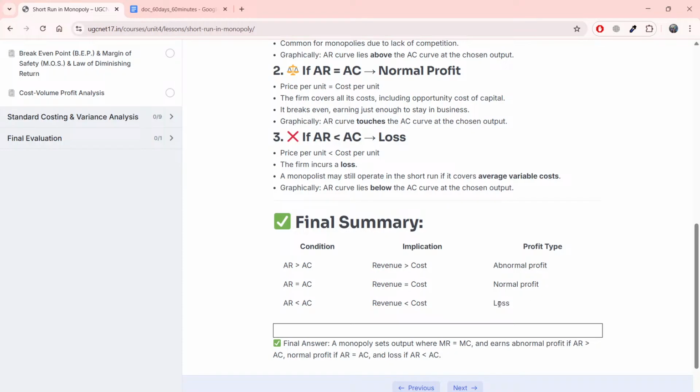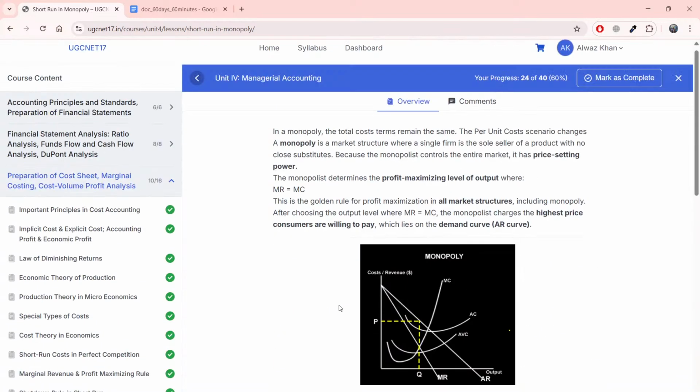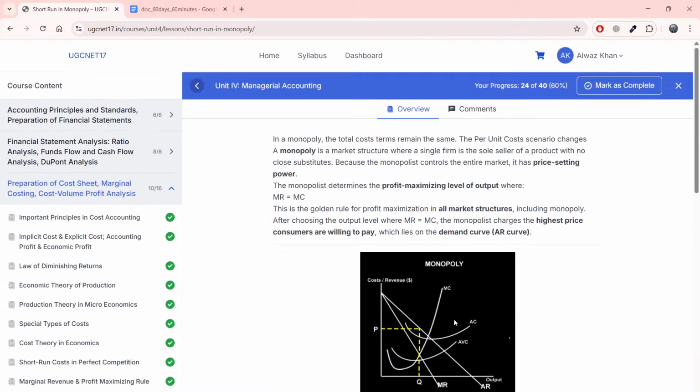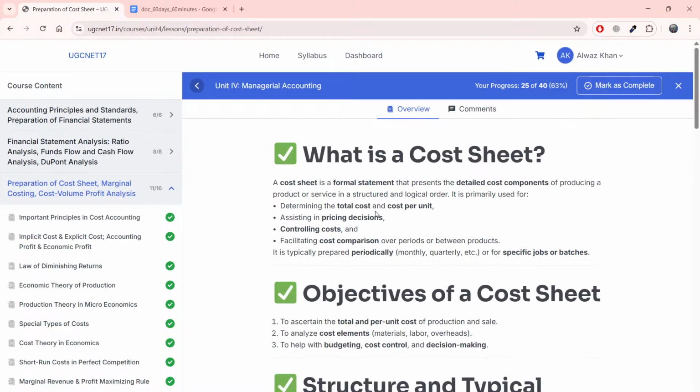Normal profit. Okay, so this we have learned: MR is equal to MC is the profit maximization rule. So this we have learned. Now we will be able to remember, MR is equal to MC is the profit maximizing rule, and wherever they meet, there we will compare average revenue and average cost.